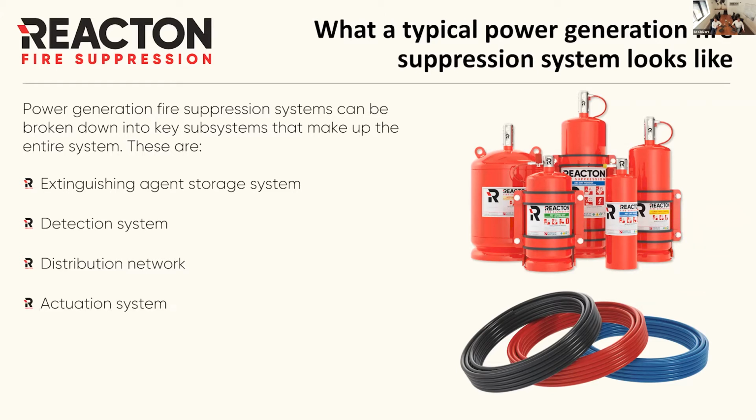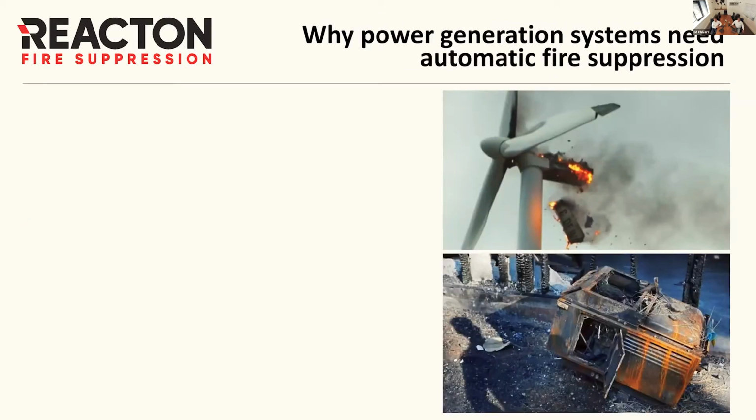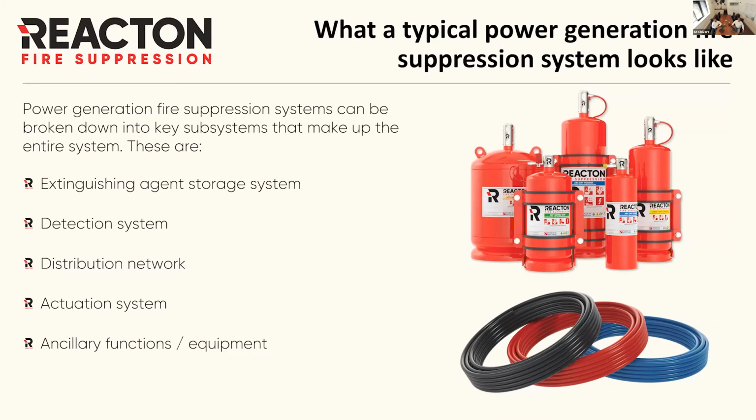Then a distribution network, which is essentially your piping system or discharge hoses leading up to your nozzle, and then your actuation system, which is our CTX indirect patented valve, which provides the control of the system using a pressure loss function. And then we have ancillary functions and equipment such as manual actuators or battery isolation or any sort of monitoring. We have a host of products that we can support you with on that.